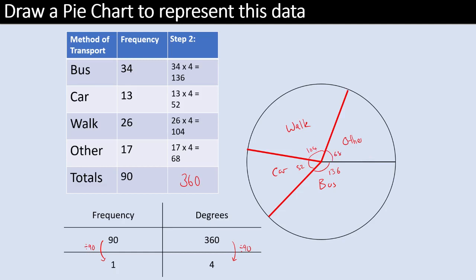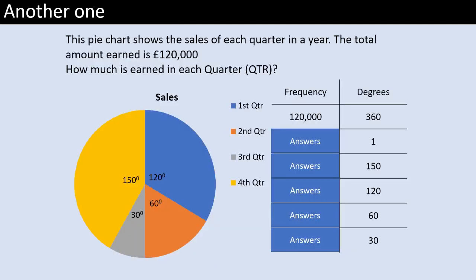Okay, but as we said, this isn't the most common thing that we can do with pie charts on Higher. Normally, it's down to us to analyze, interpret, or comment upon pie charts that have already been drawn. So we're going to take a look at that now. So this pie chart here shows sales of each quarter in a year. We've got our first, second, third, and fourth quarters color-coded on our diagram, and we've been told how many degrees each thing is worth as well.